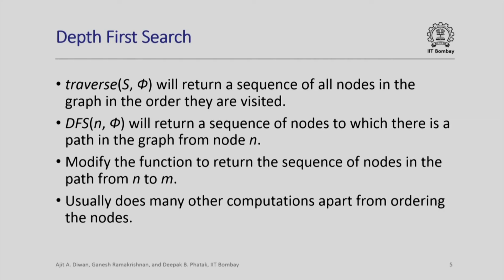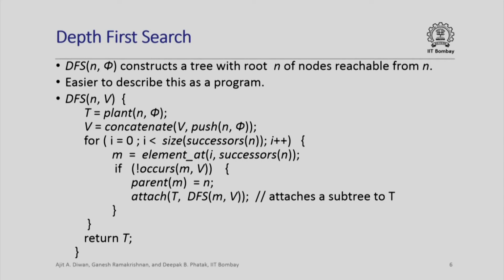By just looking at the definitions of these functions, we can show that only if there is a path from node n to node m will node m appear in the sequence DFS n phi. So, the function that we have defined only tests whether there is a path in the graph, but we can modify it to actually return the sequence of nodes in the graph from node n to node m. And we usually need to do many other computations apart from ordering the nodes in the graph while doing depth first search. So, alternatively we can write this in a more programming style.